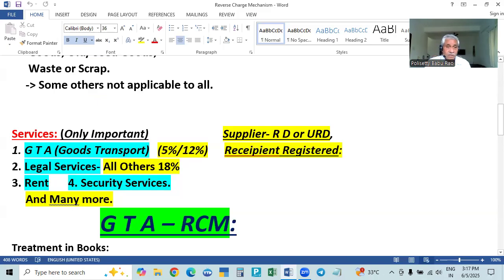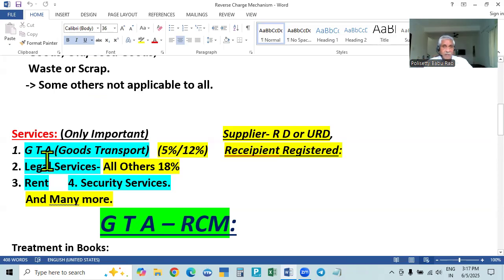One is GTA, Goods Transport Agency. Second one is legal services, and the third one is rent. Fourth one is security services. There are two types of rents. These are the things, many things, and there are a lot of other things. All these are not necessary, but the entries will be the same. Now, first of all, we will take up GTA, Goods Transport Agency.